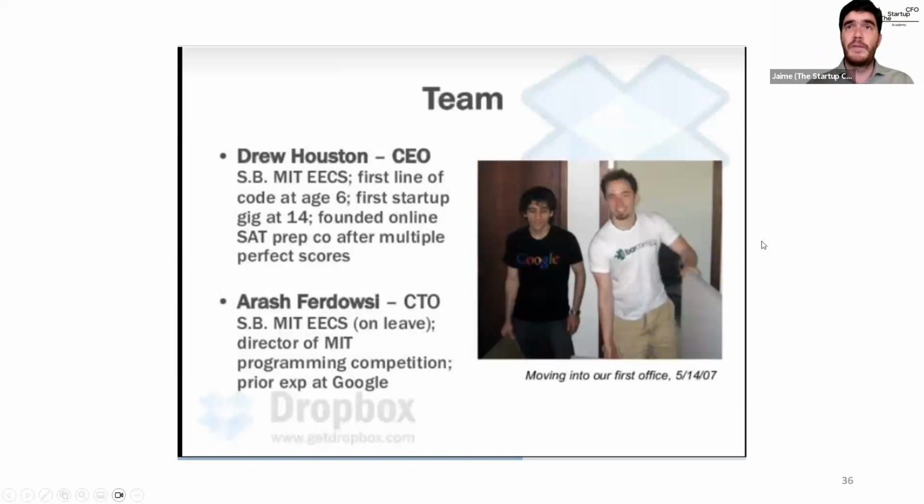This is Dropbox. Pretty funny, by the way, that they didn't work on the best picture. But they say something pretty strong. First line of code at age 6, first startup gig at age 14, founded online SAT prep, so the exams to be prepared for university in the US, after multiple perfect scores. And this other guy, director of an MIT program competition, with experience at Google. The picture is not very good, but this is convincing, in my opinion.